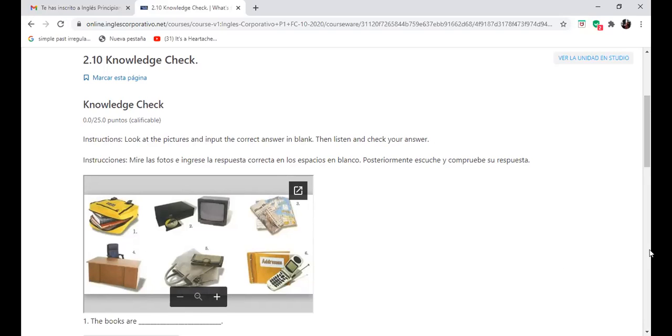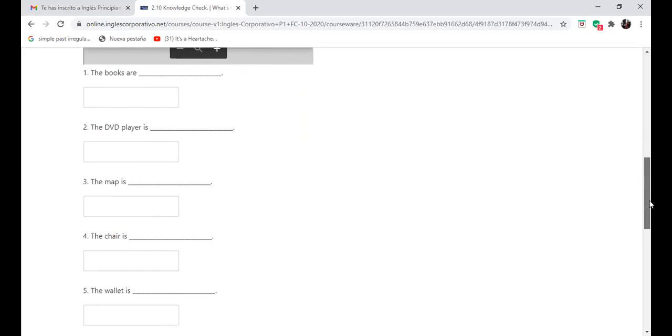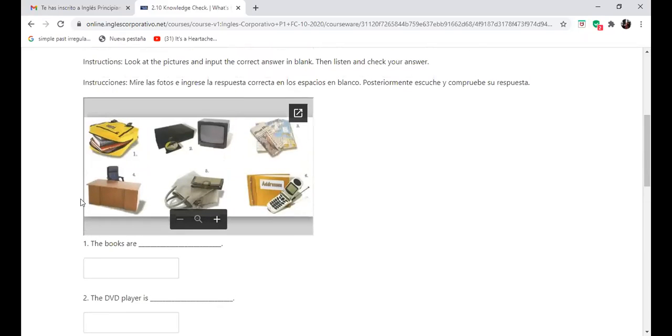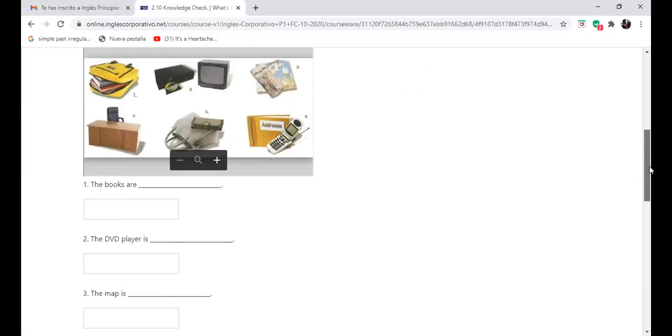And here you have different objects. And here you have the books are. So you need to say where the books are, right? Here in this. The DVD player is. Okay. The books are here. The DVD player is here. The map is. It's the position three. And then we have the chair is the position four. And then you have the wallet is. Remember that the wallet is the small one.